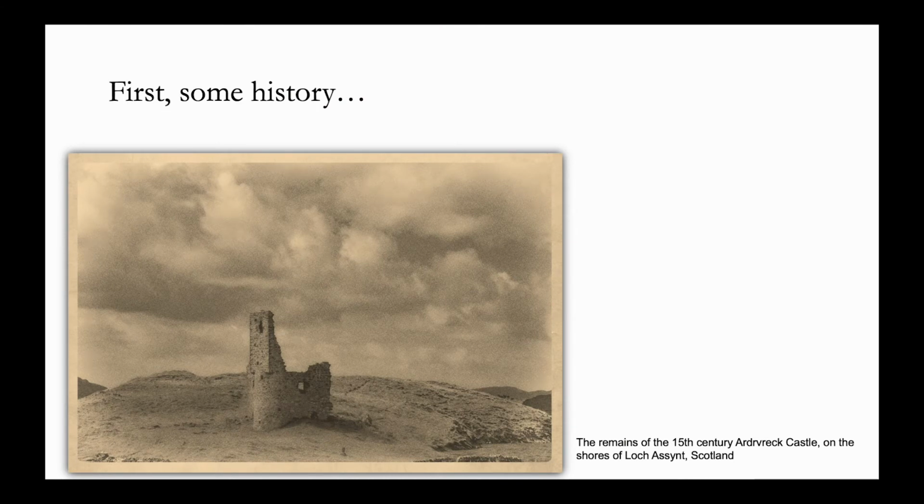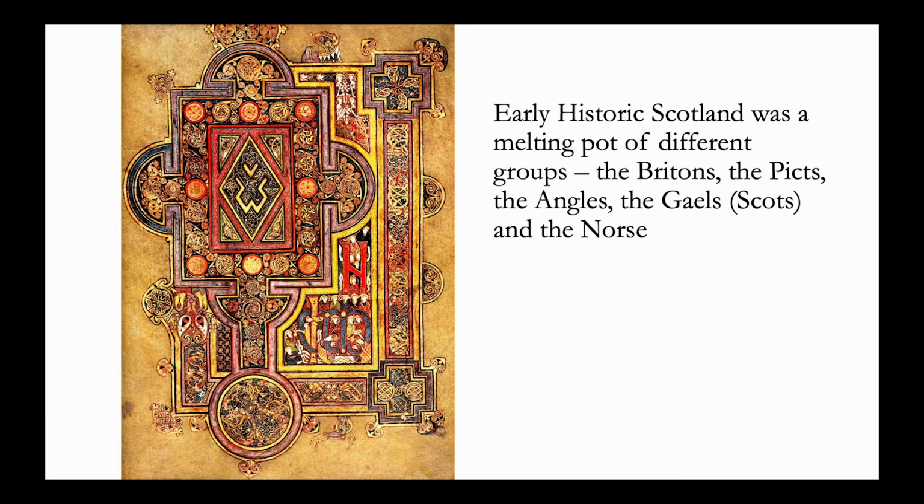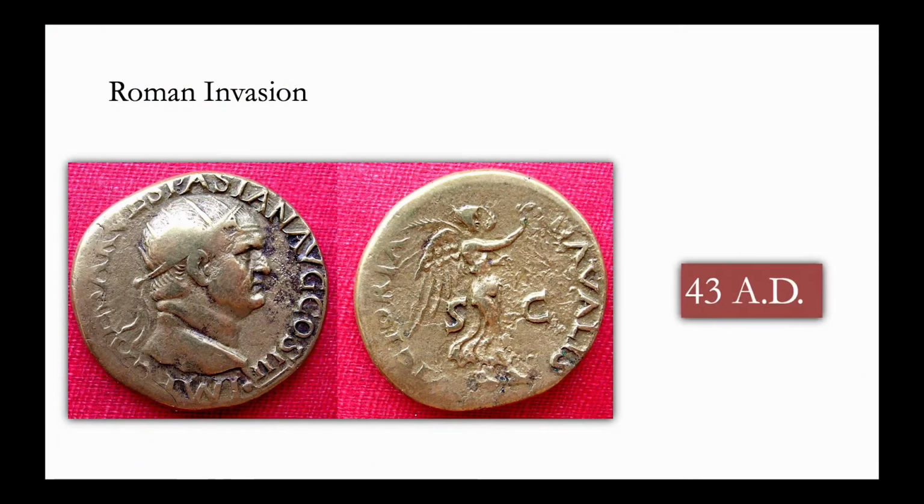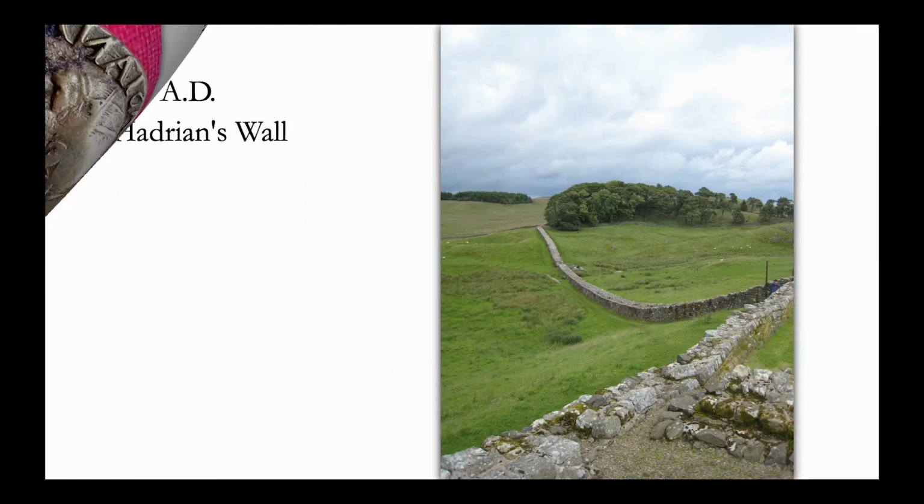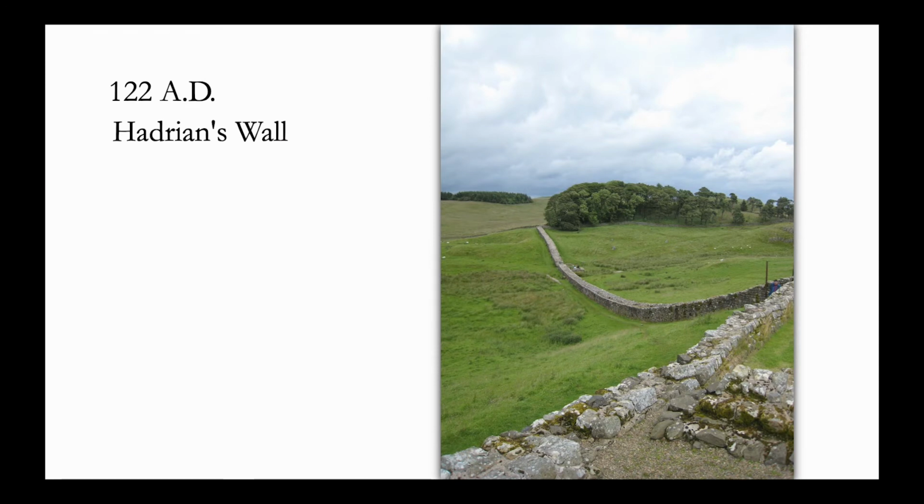As with all genealogical research, we need to start by knowing something of the history of the countries where our ancestors originated. Early historic Scotland was a melting pot of different groups: the Britons, the Picts, the Angles, and the Gauls, Scots, and the Norse, who all lived in unconsolidated tribes. In 43 AD, Britain was invaded by the Romans. The Roman occupation extended from the south coast of England north into what is now Scotland.